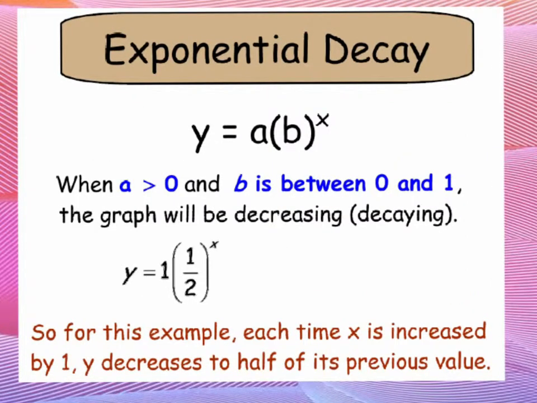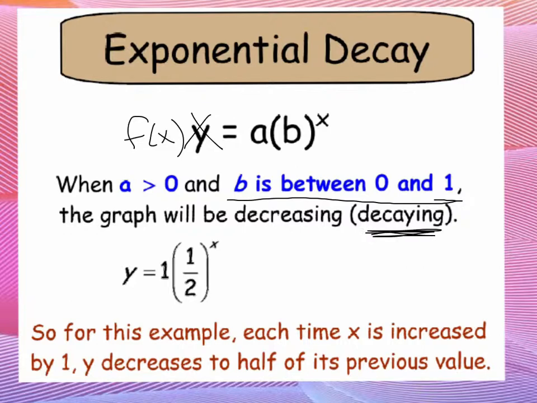In contrast, we also have exponential decay. And so exponential decay has the same type of form of an exponential function, y equals a times b to the x power. However, we're not going to write y, we're going to put f of x. And this is still when a is greater than 0, so a always has to be greater than 0. But this time b is between 0 and 1. So b is a decimal or a fractional answer. And the graph will be decreasing or decaying in this case, which is why it's exponential decay.